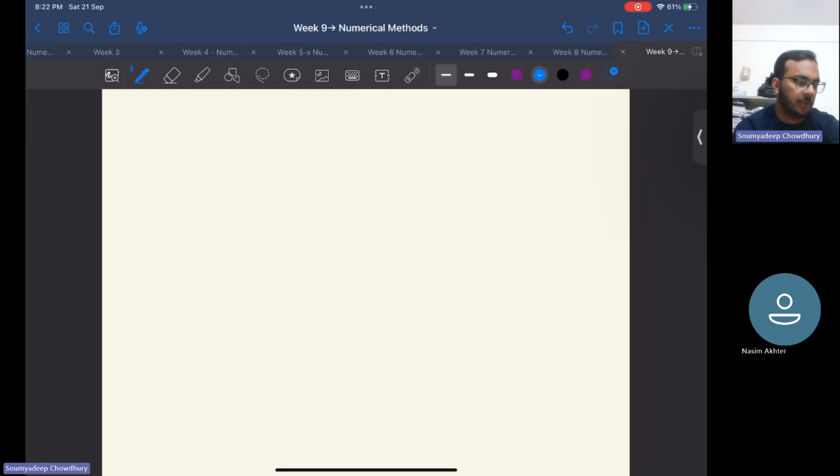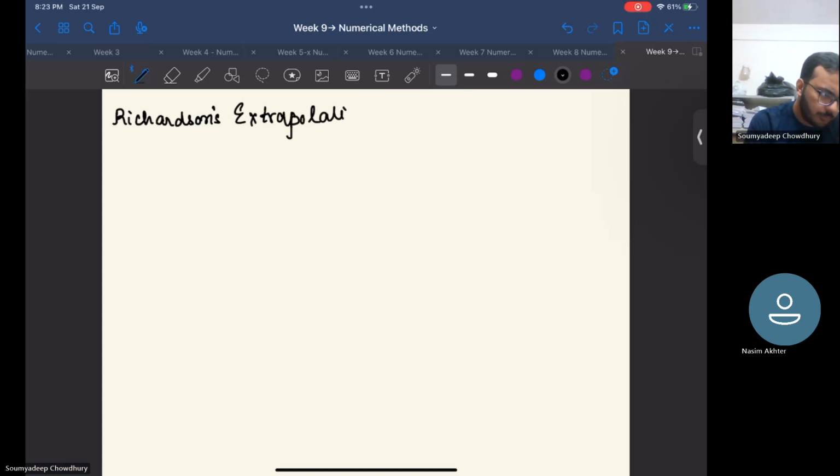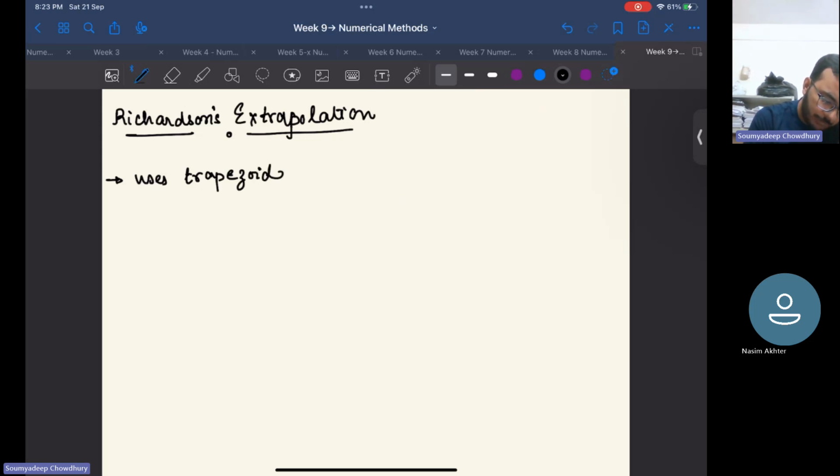Now we will look into another concept called Richardson's extrapolation. This is another technique of numerical integration. We will normally use the trapezoidal rule here, and see how we can use the trapezoidal rule alone for a better approximation.